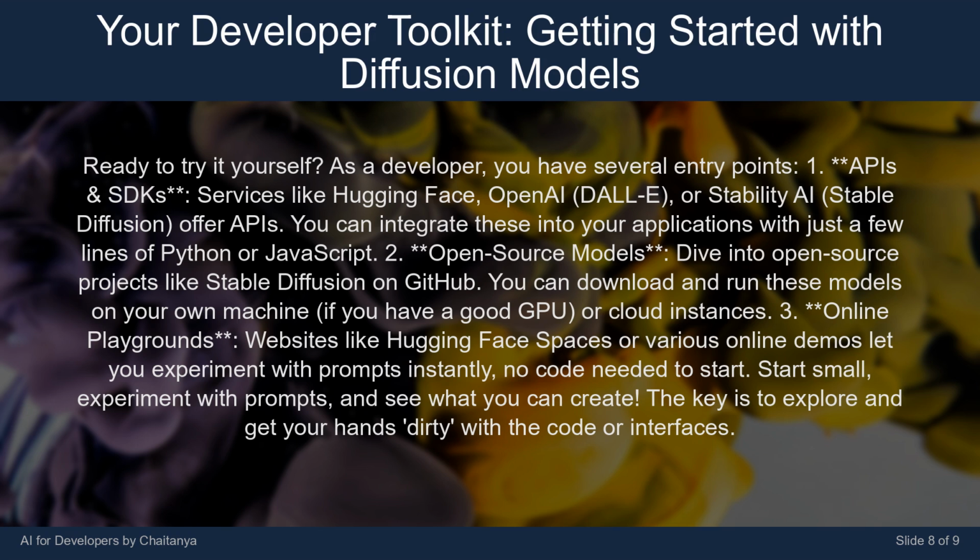2. Open source models. Dive into open source projects like Stable Diffusion on GitHub. You can download and run these models on your own machine, if you have a good GPU, or cloud instances. 3. Online playgrounds. Websites like Hugging Face Spaces or various online demos let you experiment with prompts instantly. No code needed to start. Start small, experiment with prompts, and see what you can create. The key is to explore and get your hands dirty with the code or interfaces.